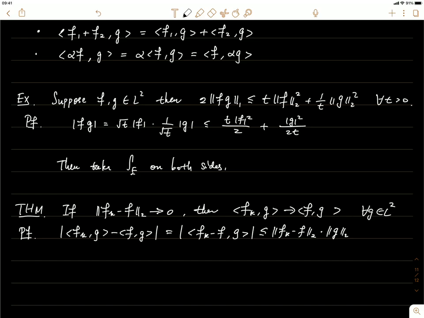But we know that g is in L2, so this number is finite, and this number is going to 0. So that's why this goes to 0 as k goes to infinity. And this proves that this is true. All right, so we'll deal with this in real analysis 2, or functional analysis, where we will see lots of things like this. This is often called the weak convergence of fk, and this is often called the strong convergence. So the strong convergence implies the weak convergence. Okay.